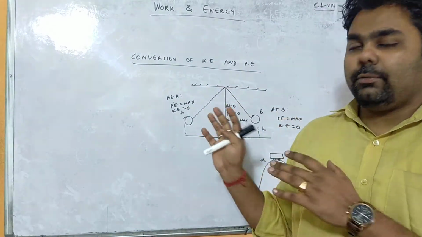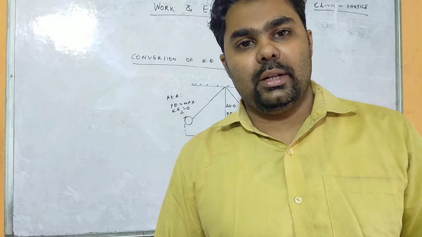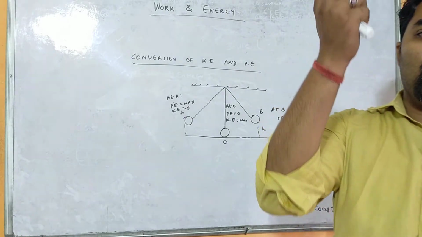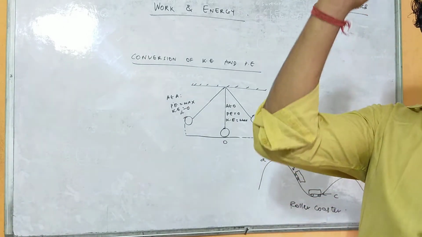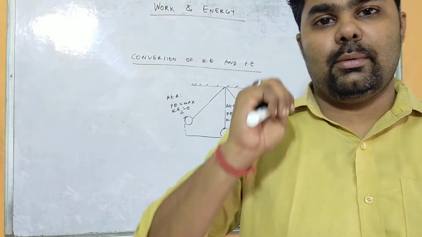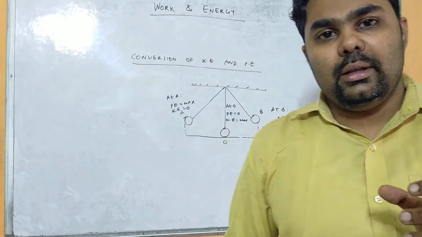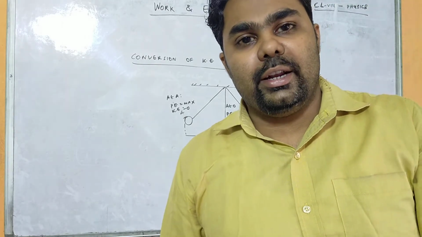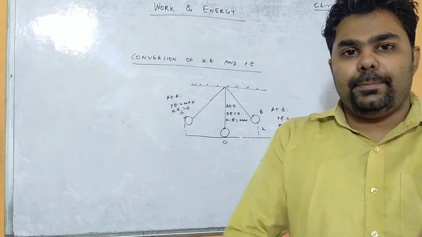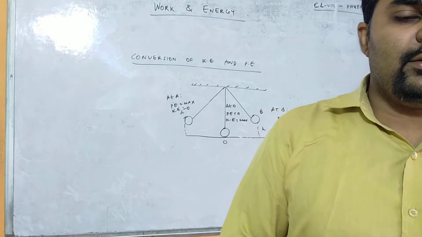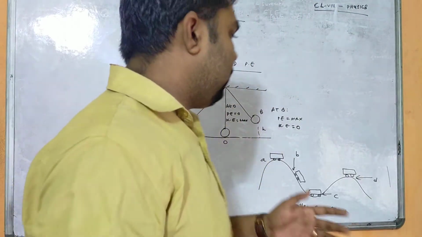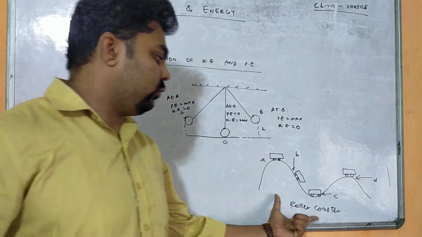So apart from this, we have one more example, like jugglers, those who are playing with balls. Okay, so when they throw one ball, that ball goes to maximum height, that means potential energy is maximum there, and when that ball comes down, that means potential energy converts to kinetic energy. So likewise, when they are playing the balls in the air, energy is converted from potential to kinetic and kinetic to potential.